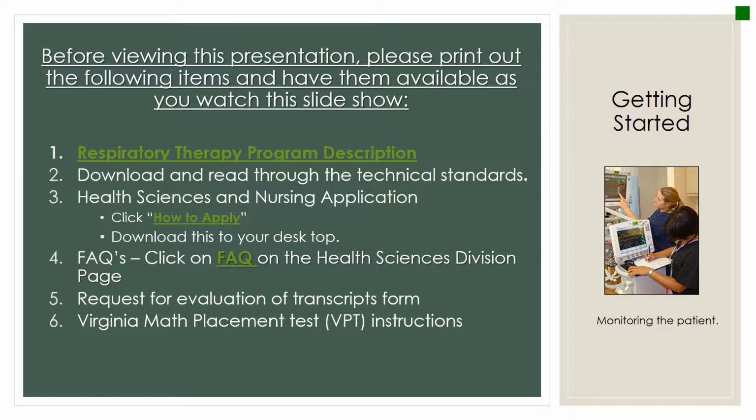Second, download and read through the technical standards. Third, you will need to click on how to apply for a copy of the Allied Health application. Download a copy to your computer. This is the form you will need to email in to apply for the program. Fourth, review the frequently asked questions. This can be found on the Allied Health Division page.